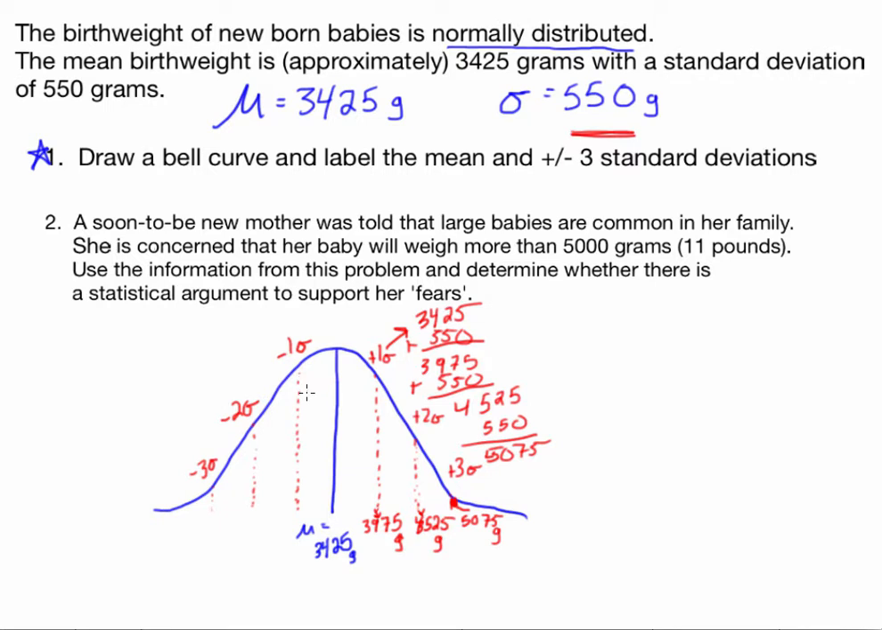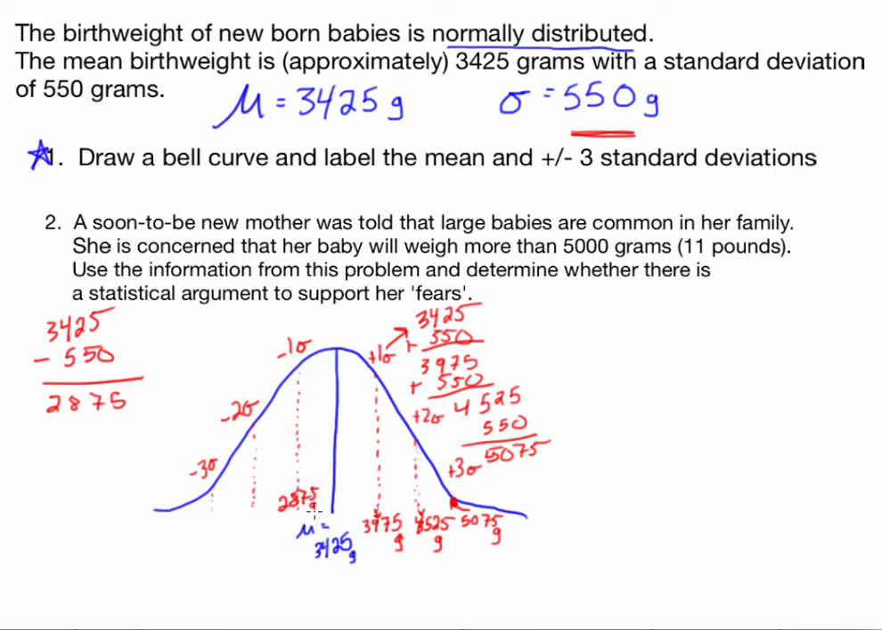Now going in the other direction, what if you were to the left of the mean by 1 standard deviation? So if we take 3,425 and I take away 1 standard deviation, or I consider the value to the left, then what we would get is 2,875. So that would be right here, 2,875 grams.